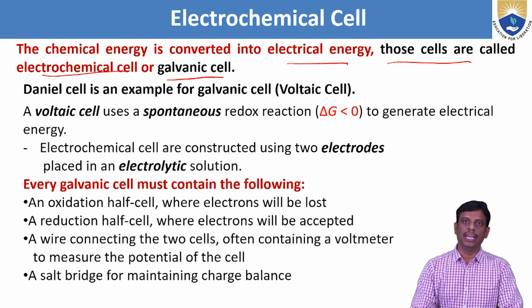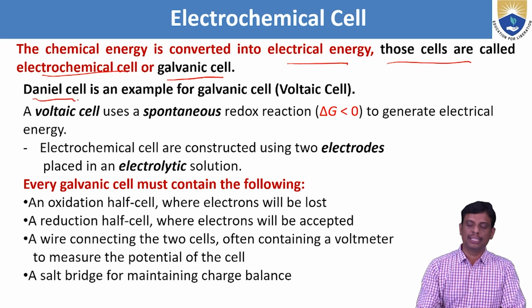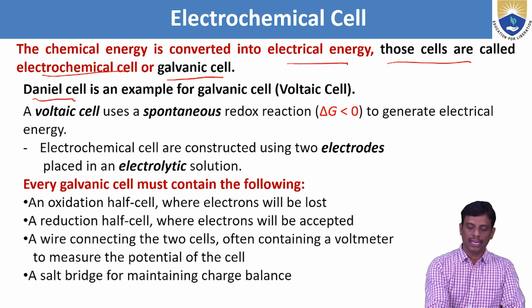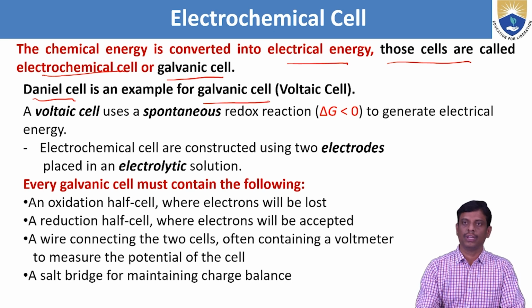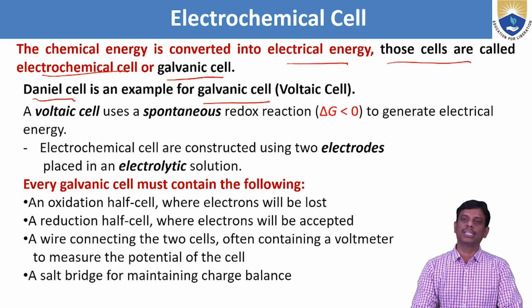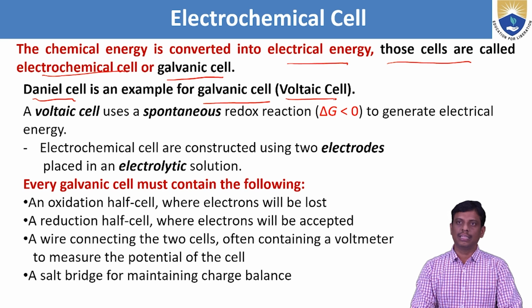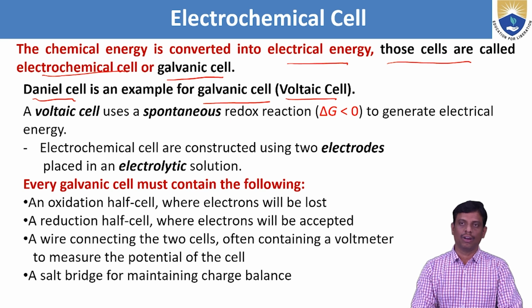Usually, the Daniell cell is the best example of a galvanic cell. A galvanic cell is nothing but a voltaic cell. This is the first electrochemical cell, so that's the reason it is called a voltaic cell.